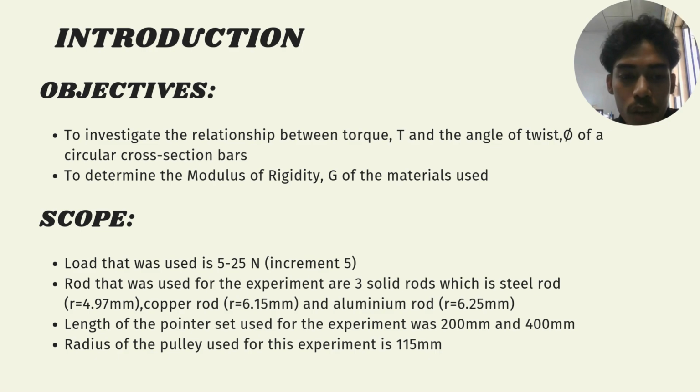So our scope is the load that was used, between 5 to 25 Newton, incremented by 5. The rods that we use for the experiment are three solid rods, which are steel rod, copper rod, and aluminum rod. The length of the pointer set used for the experiment was 200 mm and 400 mm. And the radius of the pulley used for this experiment is 115 mm. That's all for me.